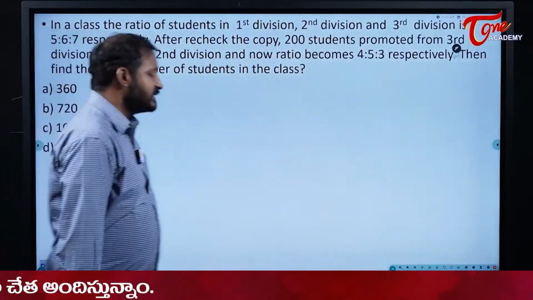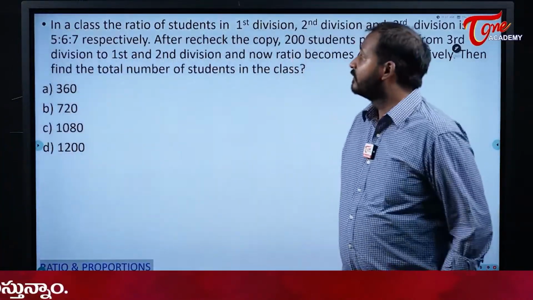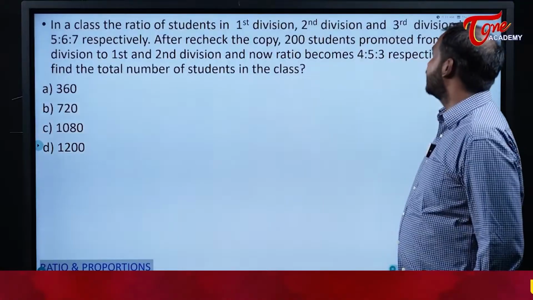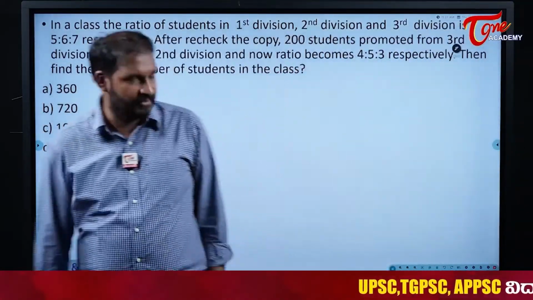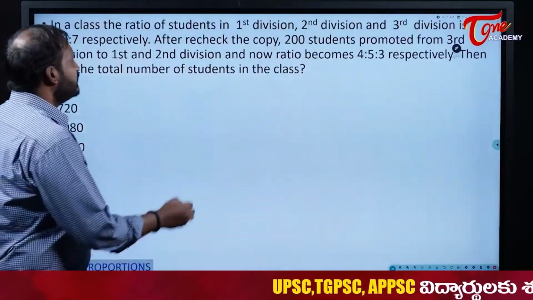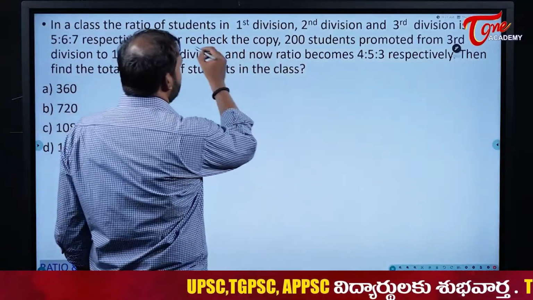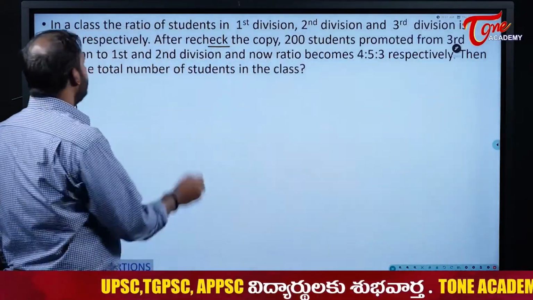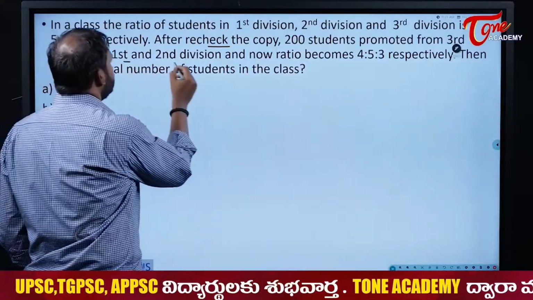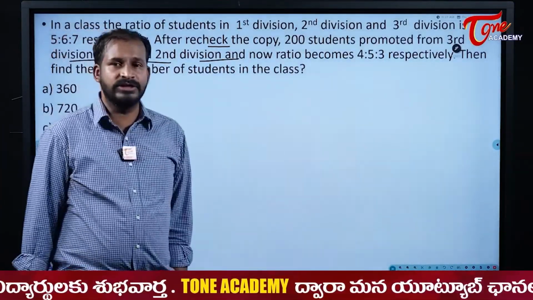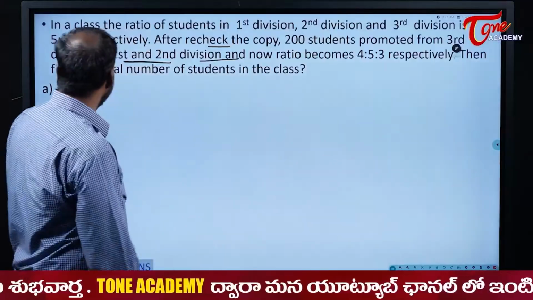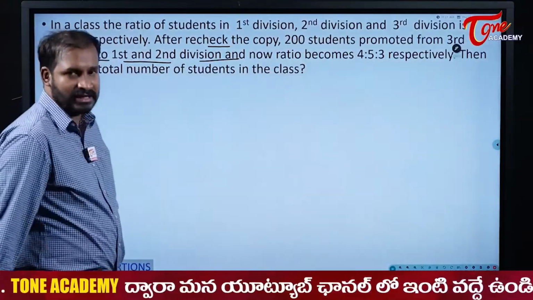Now, in a class, the ratio of students in first division, second division and third division are 5:6:7 respectively. After rechecking the copy, 200 students were promoted from third division to first division and second division. And now the ratio became 4:5:3 respectively. Then find the total number of students in the class.